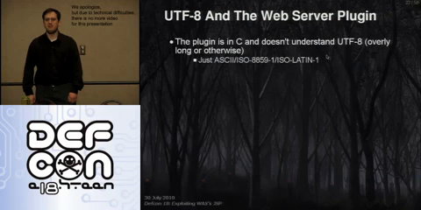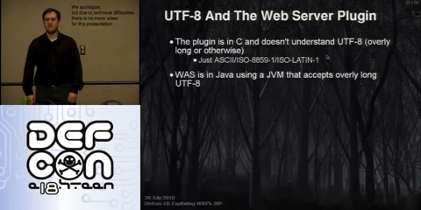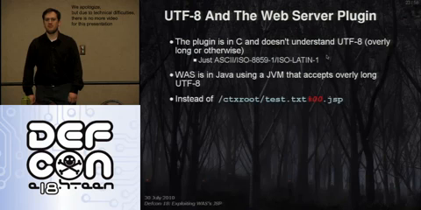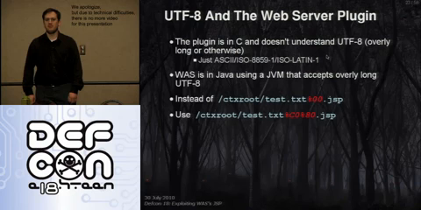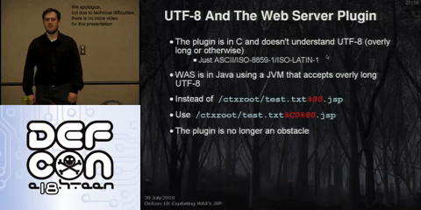Well, the plugin is in C, and it handles single byte characters, so ASCII and ISO Latin, and it doesn't know anything about UTF-8, and especially not overly long UTF-8 characters. So, if WAS is in Java using a JVM that accepts overly long UTF-8 characters, then instead of doing a %00, we can do a %C0%80.jsp, and suddenly we bypass the plugin's problem with the null, and we get our nulls to the backend Java in WAS, and we can actually get these files. So, the plugin is no longer an obstacle to doing anything fun with this.